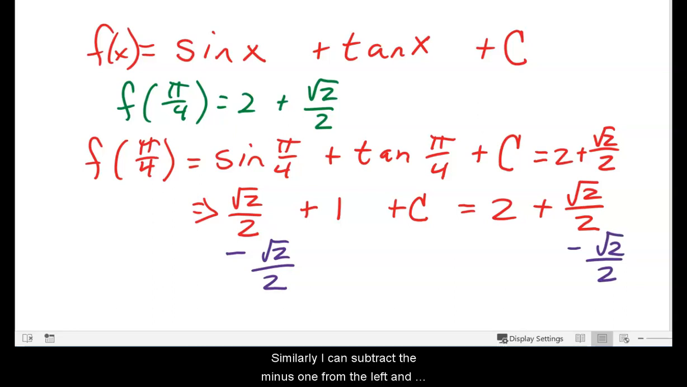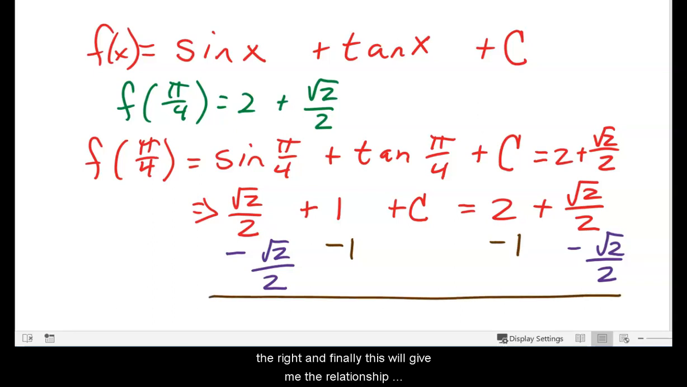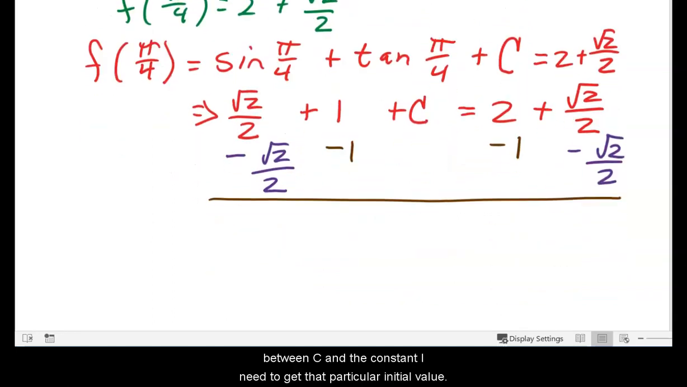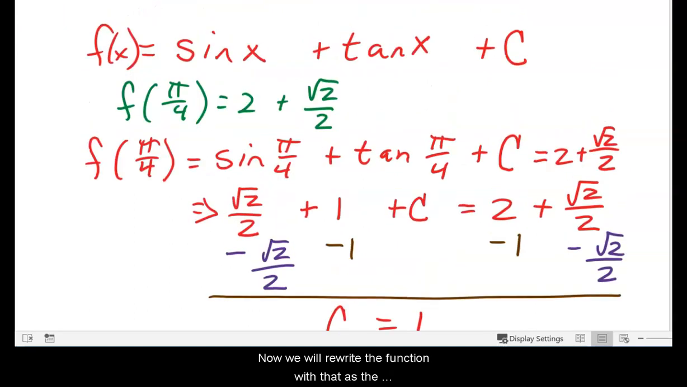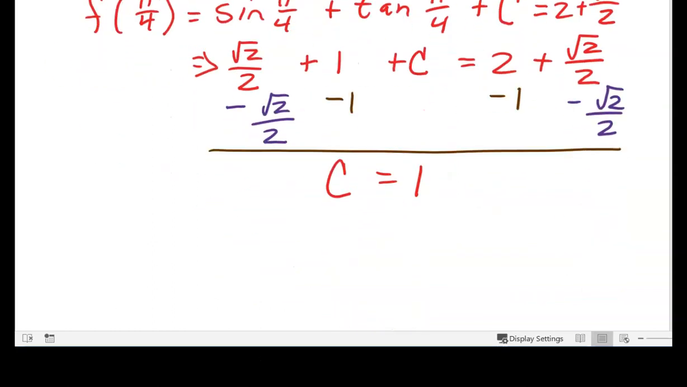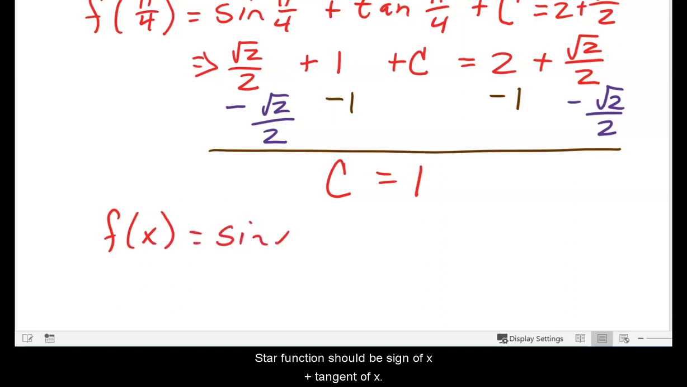Similarly, I can subtract the 1 from the left and the right, and finally, this will give me the relationship between c and the constant I need to get that particular initial value. The constant I need is 1. Now we will rewrite the function with that as the constant. Our function was sine x plus tangent of x, and we'll replace the constant with 1. Our function should be sine of x plus tangent of x plus 1.